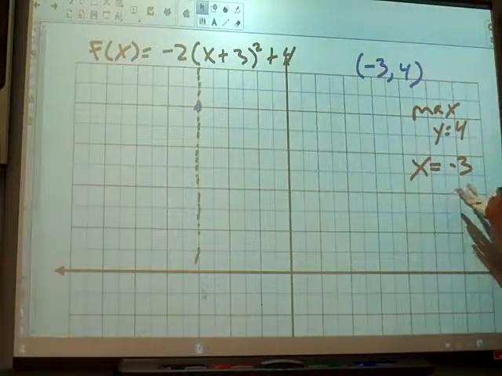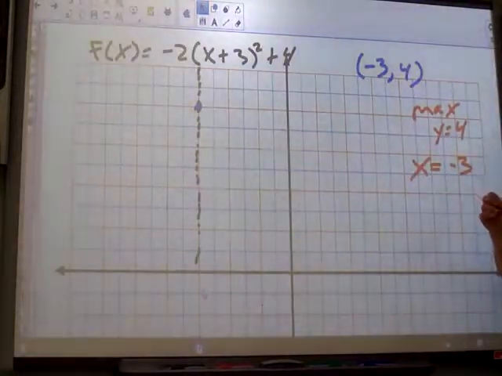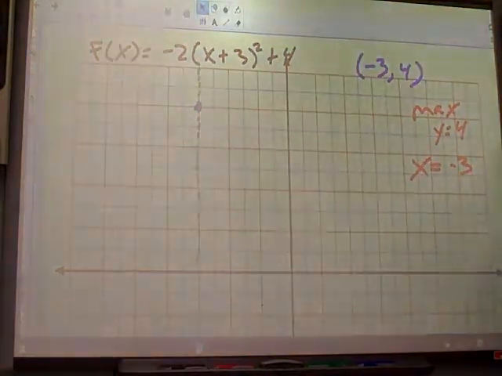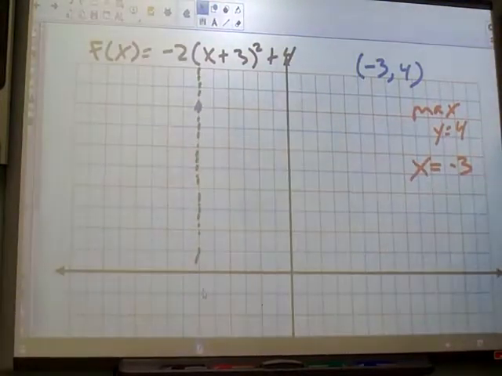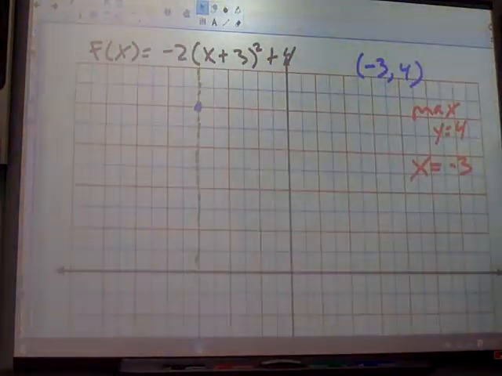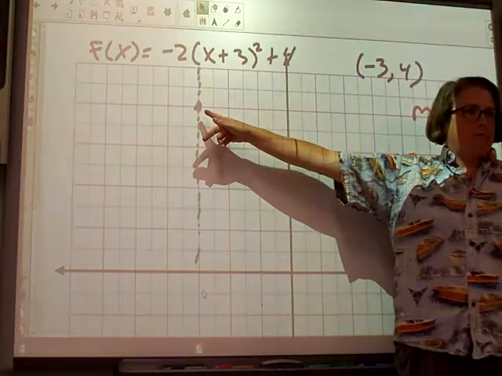Now, there's no right or wrong on this. But remember, whatever you plug in, you've got to graph. So I wouldn't want to say, well, let's plug in 99. Because then you've got to graph 99. Right? I try to pick something close to the point I already have.